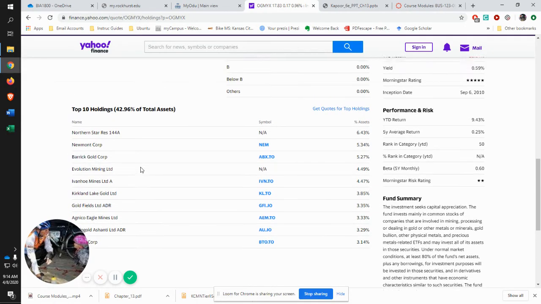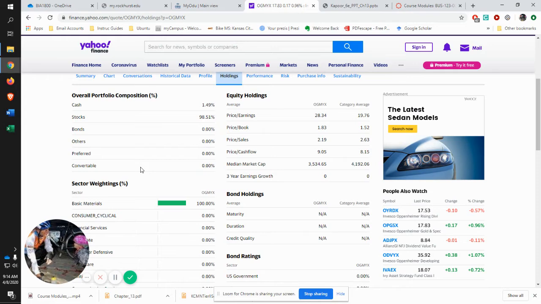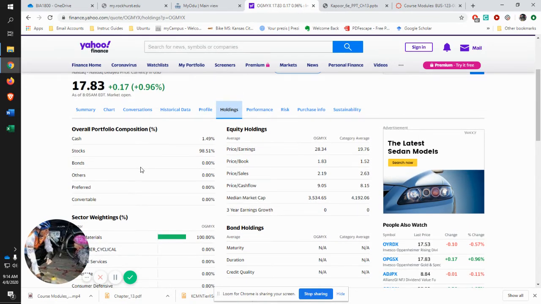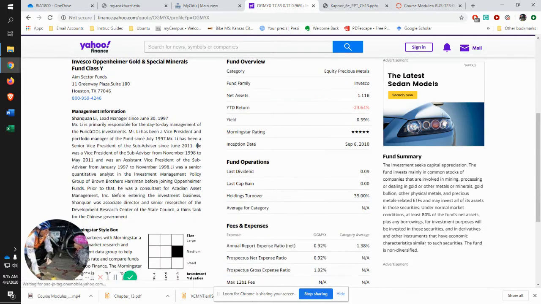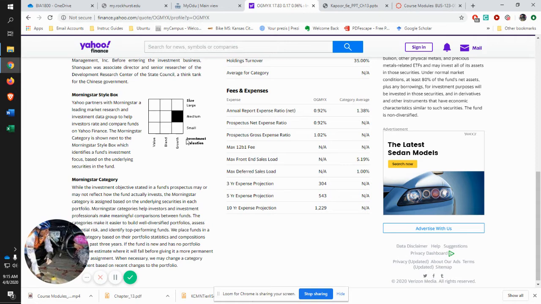So what will happen is it will show you all the information that you need as far as what this mutual fund has in store. You can see the profile. The profile will give you some background as far as who is the manager and how long has that person been managing that fund, and some background on it. It will give you the style box. In other words, it's focused more on medium-sized companies that are growth.